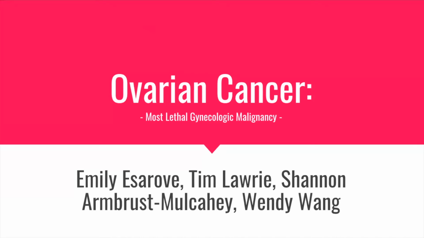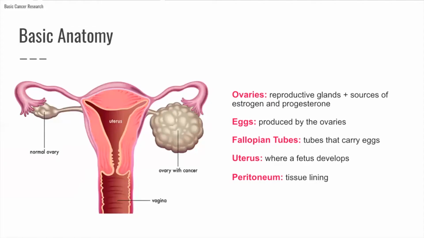Our presentation is on ovarian cancer, the most lethal gynecologic malignancy. So in order to start talking about ovarian cancer, it's important to understand the anatomy of the female reproductive system. The ovaries are the reproductive glands and the source of estrogen and progesterone. On the left, you can see what a normal ovary looks like, and on the right is an ovary with cancer.